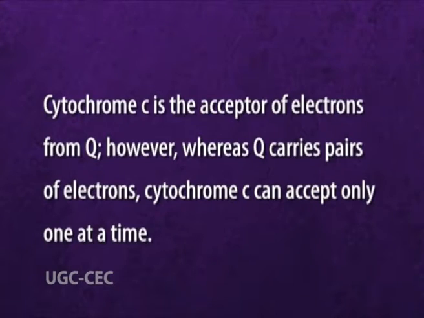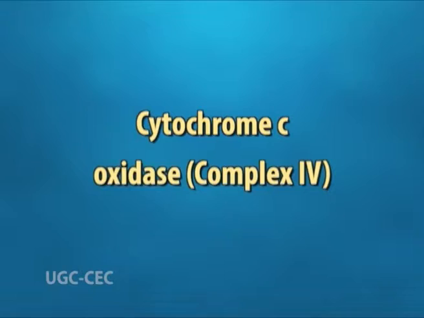Complex 3 pumps protons through the membrane and passes its electrons to cytochrome C for transport to the fourth complex of protein and enzymes. Cytochrome C is the acceptor of electrons from Q. However, whereas Q carries pairs of electrons, cytochrome C can accept only one at a time. Now, cytochrome C oxidase, which is complex 4.